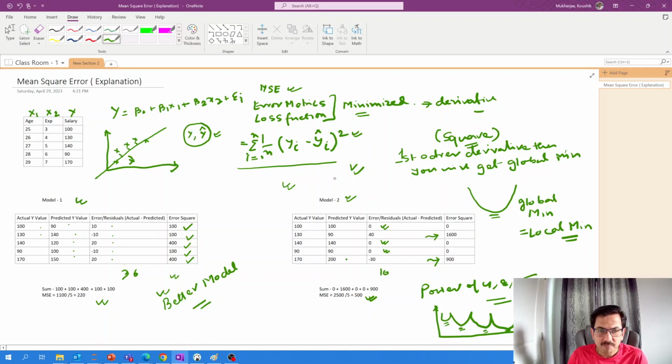Remember, as part of linear regression, we are trying to minimize these things, and the model which has the lower mean square error is always the better model. Now I hope it's clear why we are using mean square error.